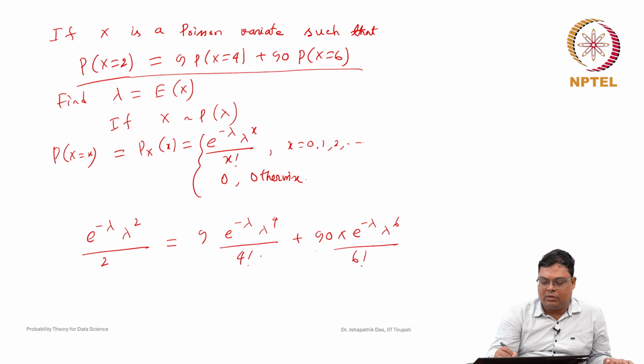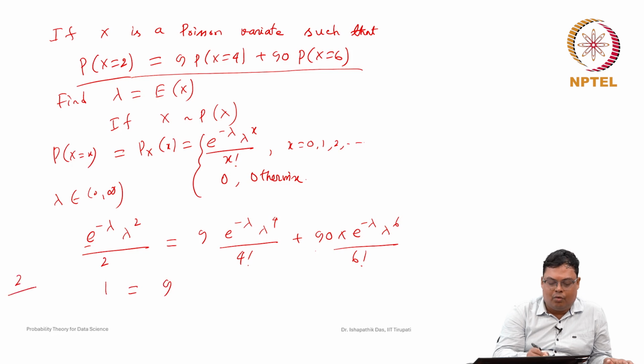Now, one thing is that lambda is a positive value, lambda is always between 0 and infinity, so we can just cancel those terms. Then we multiply both sides by 2 by e to the power of minus lambda lambda squared, because it is a positive number, and then we will get 1 equal to 9 and so on.